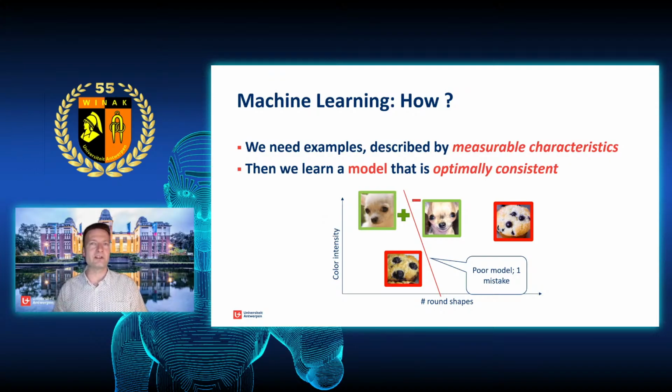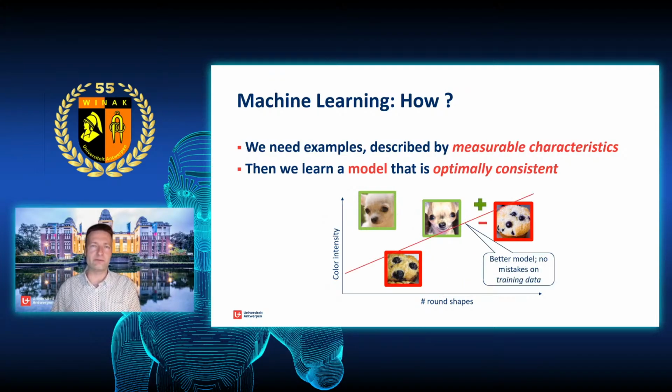Things that are on the right-hand side of the line are predicted as being negative examples. Things on the left-hand side, positive examples. So this is a poor model, and an algorithm will actually try to optimize and learn more something like this model that separates our positive examples from the negative examples.